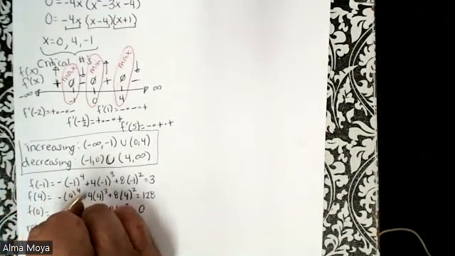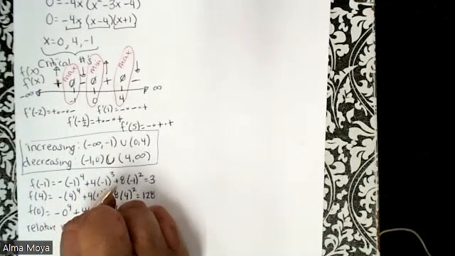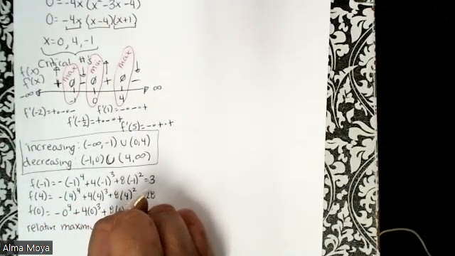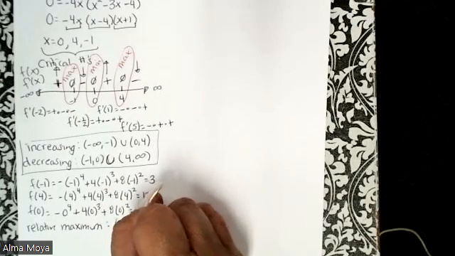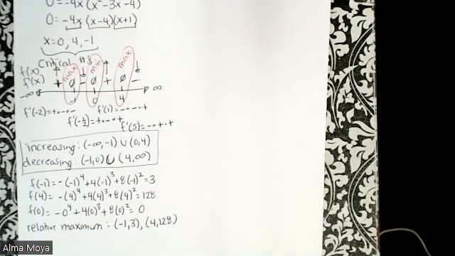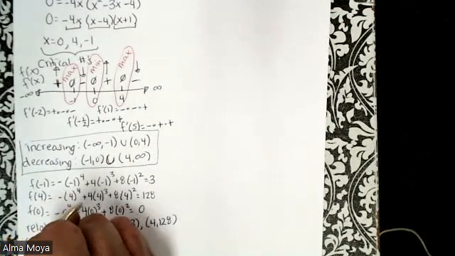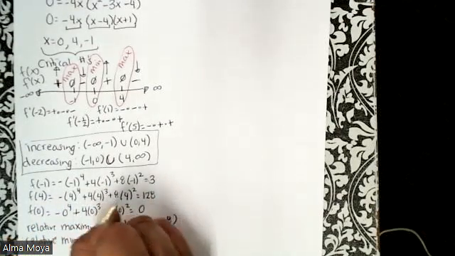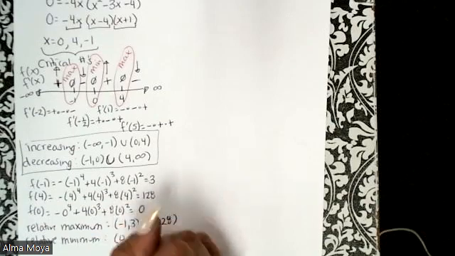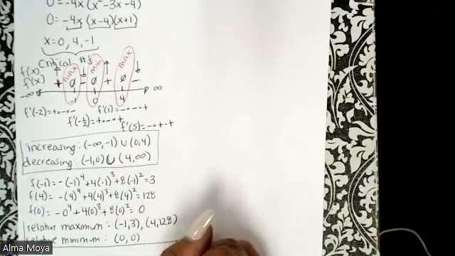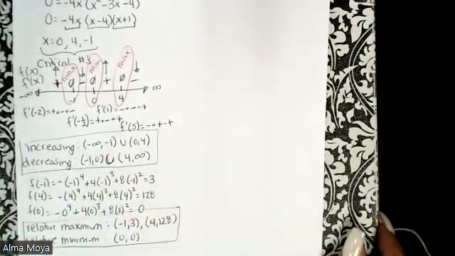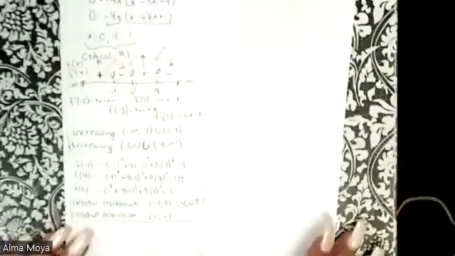So I have a relative maximum at -1, 3 and 4, 128. And I have a relative minimum at x is 0, y is 0. Now that finishes everything that the first derivative gives me.